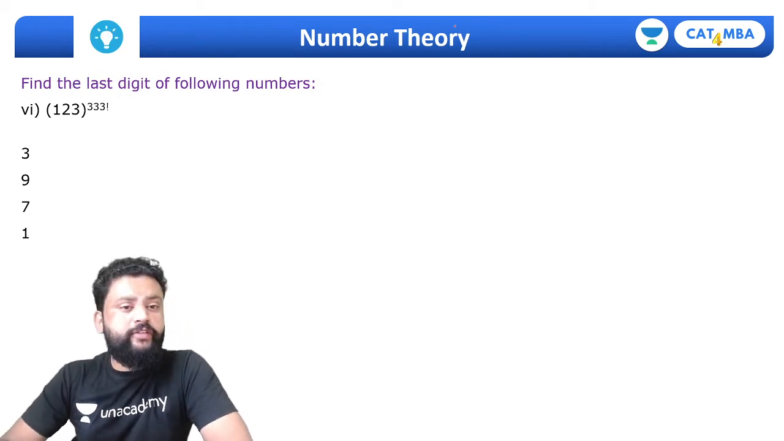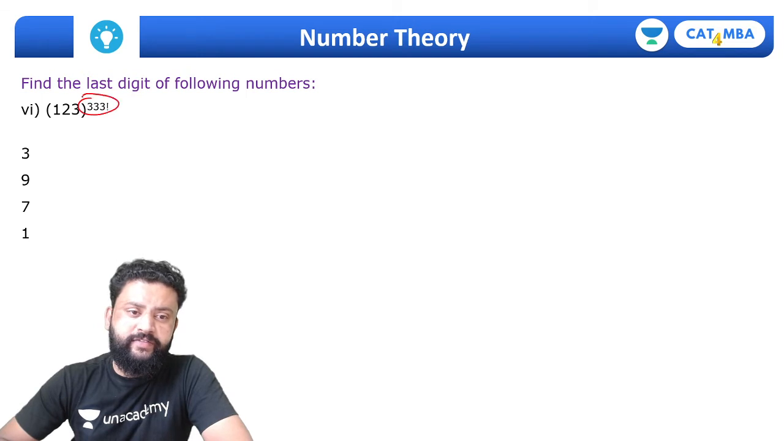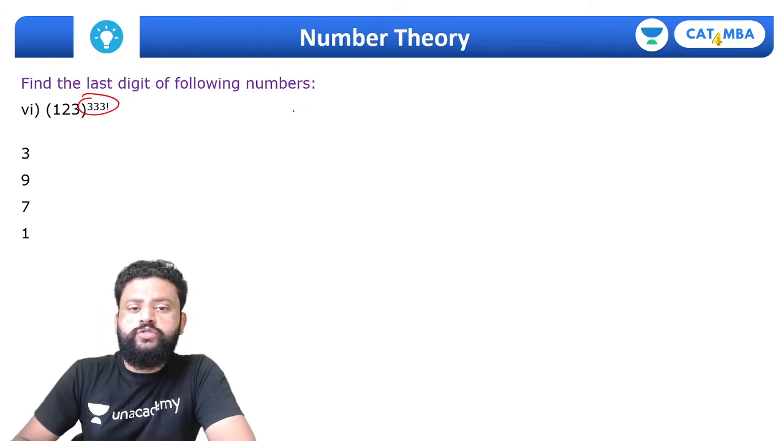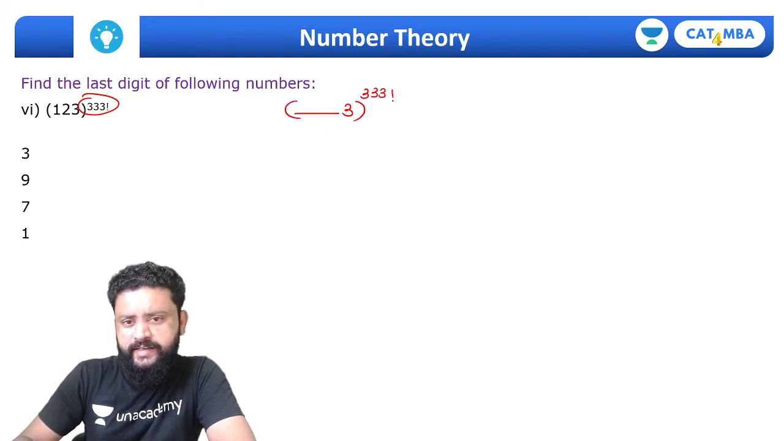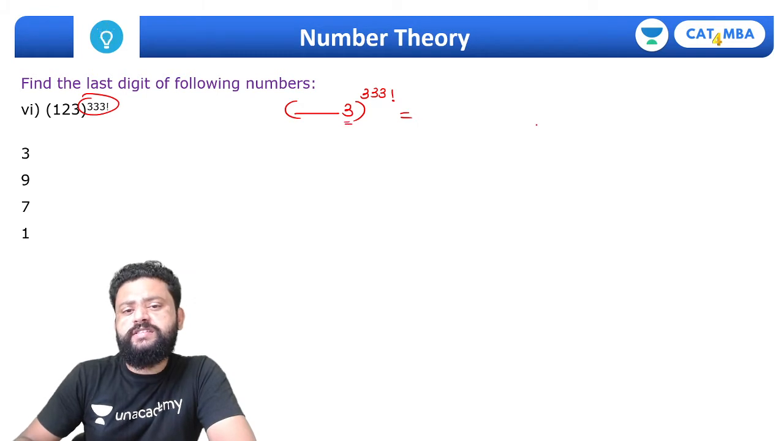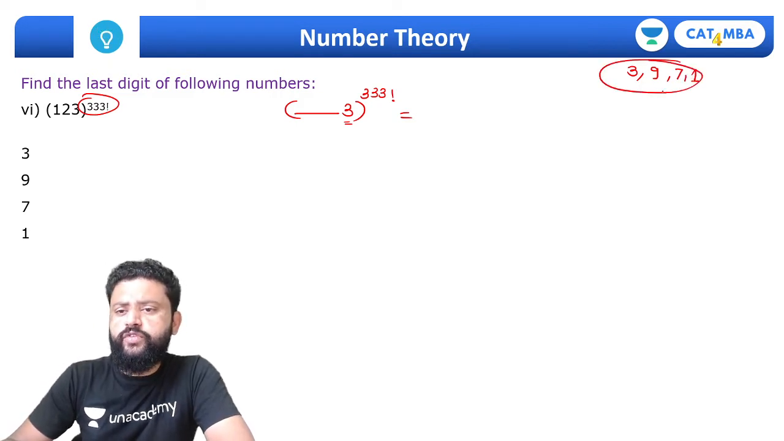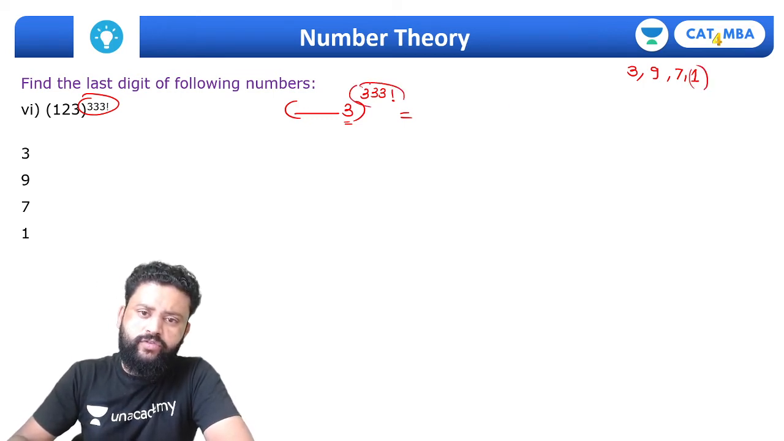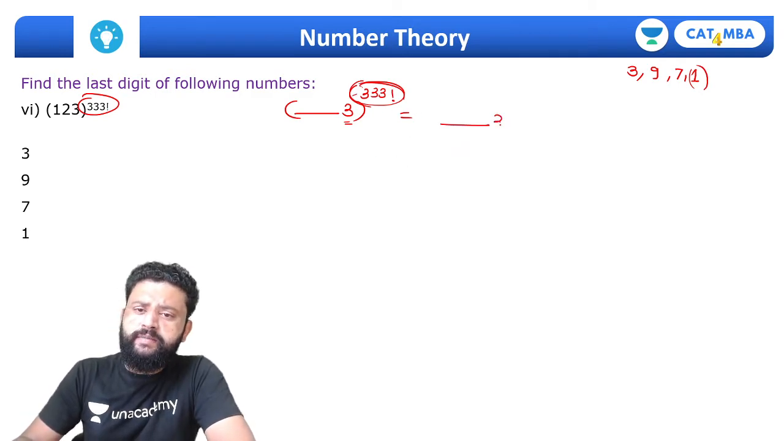Next one, a few tricky questions now. 123 to the power 333 factorial. 333, it's not 333, it's 333 factorial. So the interesting thing to know here: the number's last digit is 3 and its power is 333 factorial. So if the last digit is 3, then surely you know the cyclicity for 3 is 3, 9, 7, 1. So now it depends if it is 4's multiple. If the power is 4's multiple, the answer will be 1. So you need to check if it is a multiple of 4, and surely this is a multiple of 4. Why is this a multiple of 4? Because this is a number ending with 3 to the power.